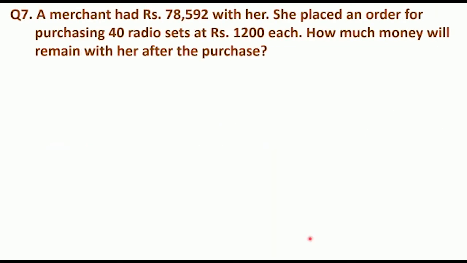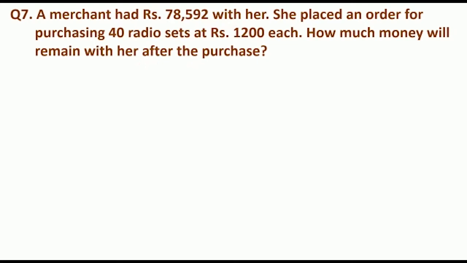Now the next question, question number 7 is, a merchant had 78,592 rupees with her. She placed an order for purchasing 40 radio sets at rupees 1,200 each. How much money will remain with her after the purchase? Okay, so merchant is purchasing 40 radio sets and each radio set costs rupees 1,200. Okay, and merchant is having 78,592 rupees with her.